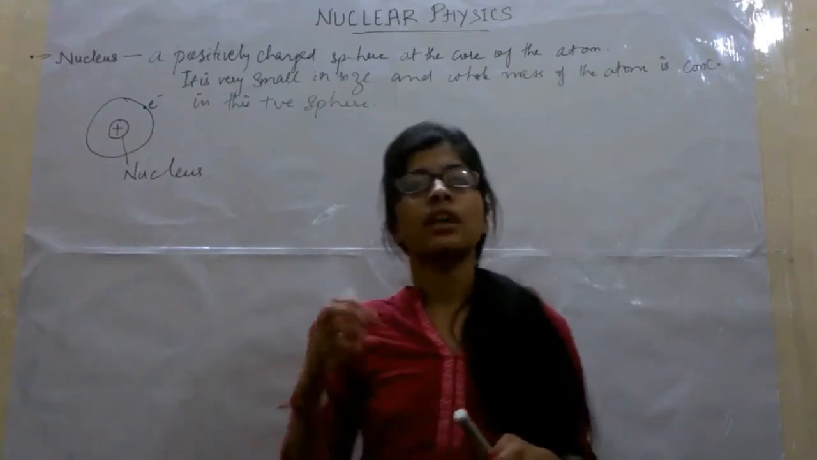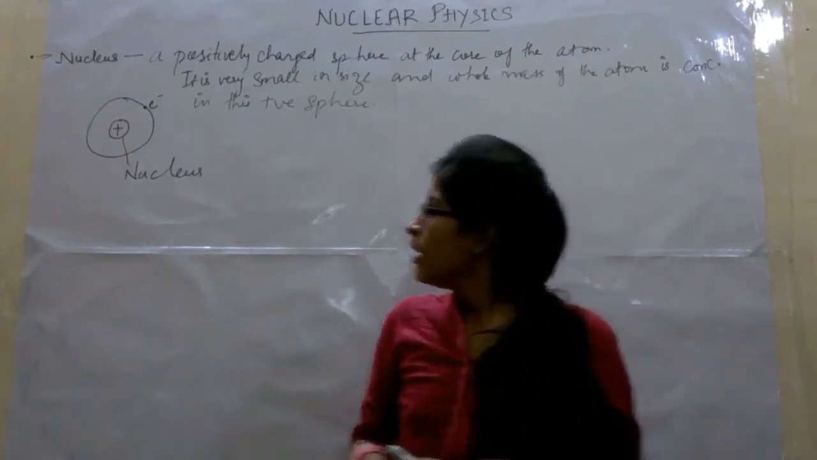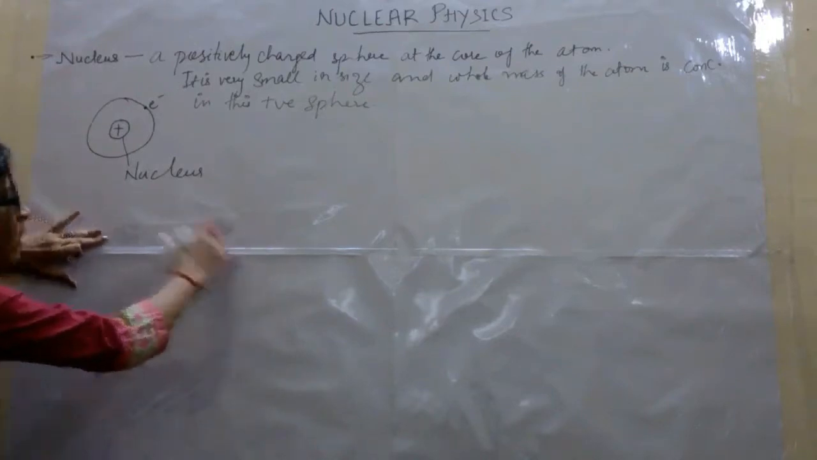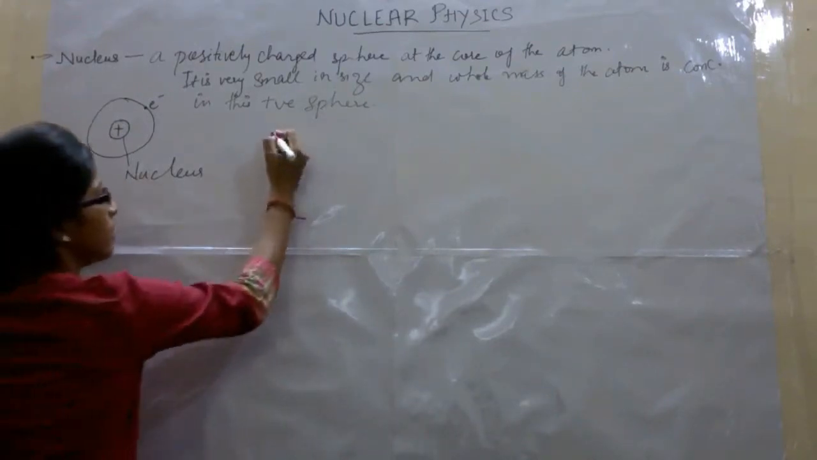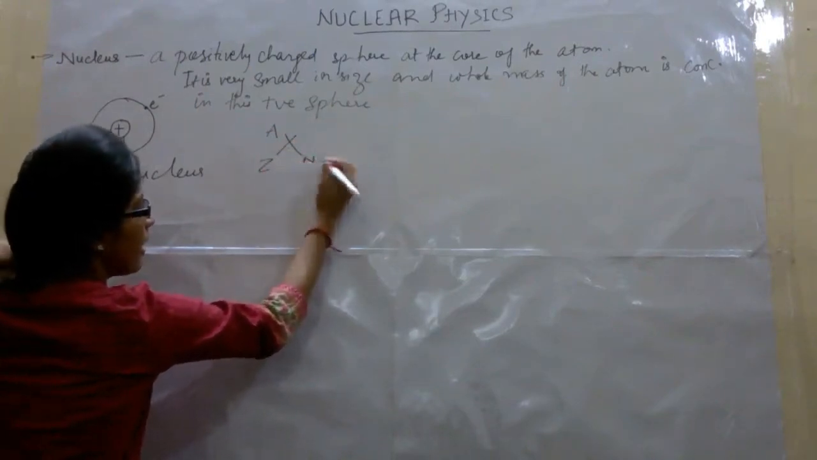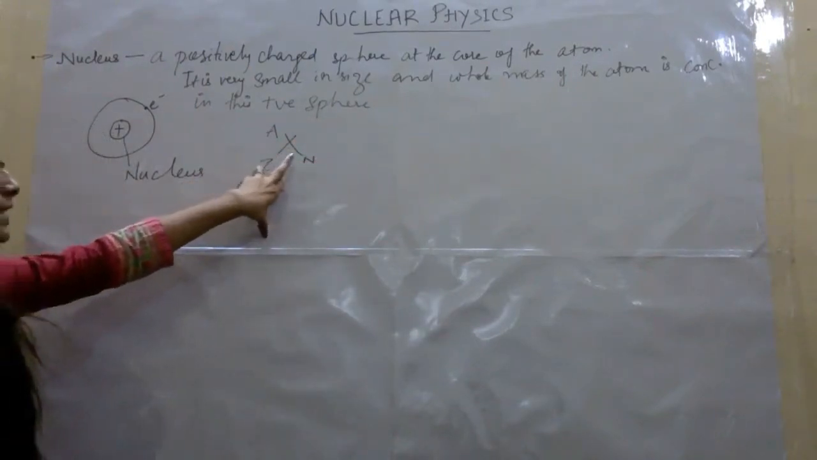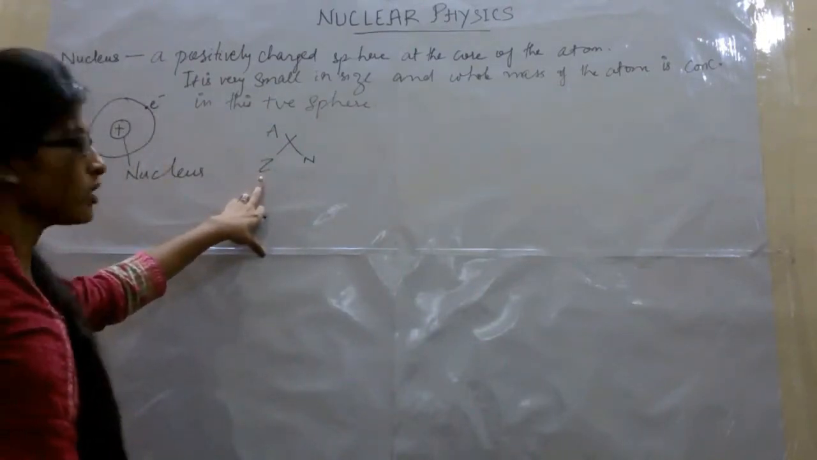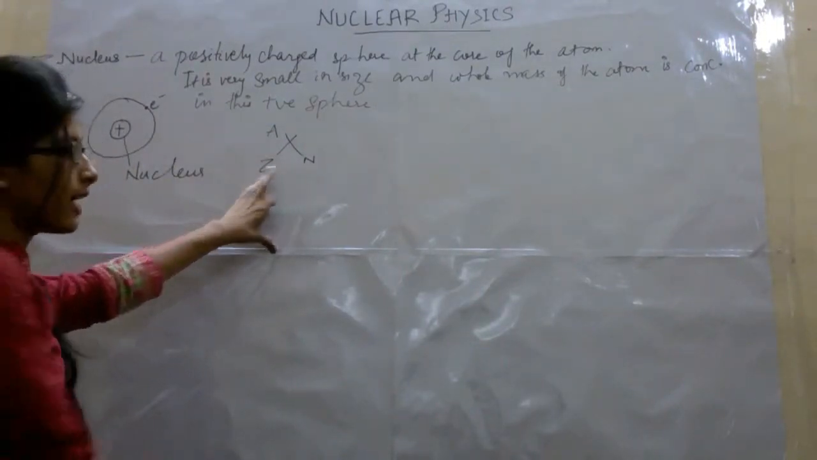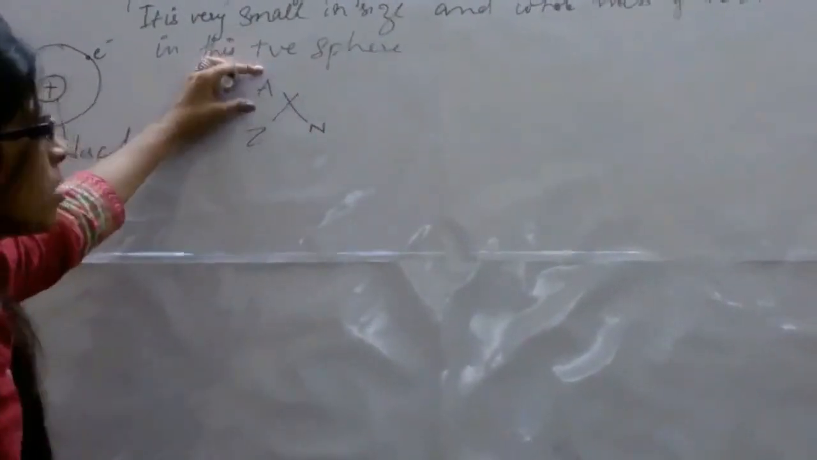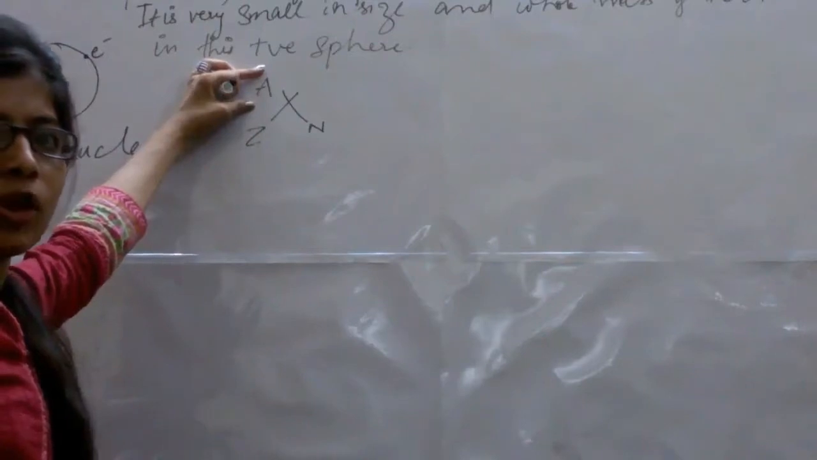Moving further, we have some terms related to nucleus, but before that I will let you know how we generally represent a nucleus. It is represented like A, Z, X, where X is the nucleus, Z is the number of protons, N is the number of neutrons, and collectively we call them nucleons. And here A denotes the number of nucleons.